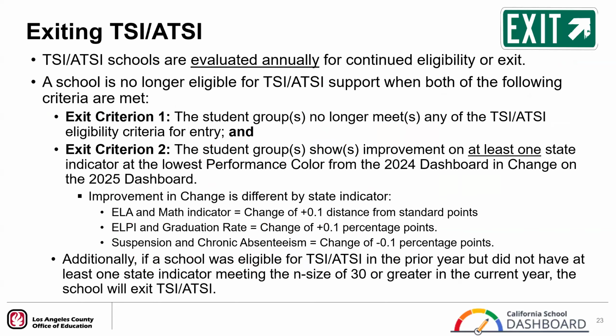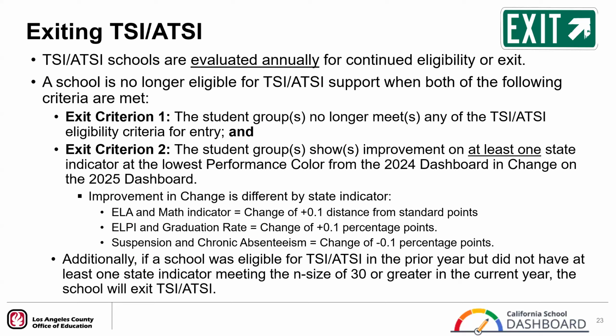Next slide. And so how do you get out of TSI or ATSI? Very similar to how you get out of the CSI low performing. First, you don't meet that criteria for next year. And as we saw, a lot of schools got out of ATSI this year because they no longer met the criteria that were presented, and you have to improve at least 1 state indicator by those same small standards.